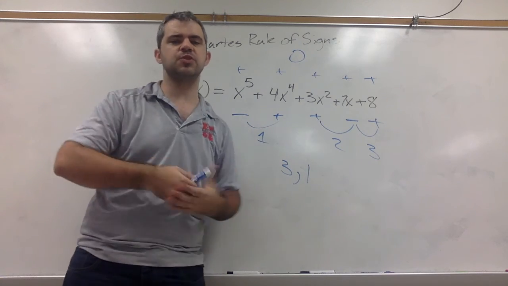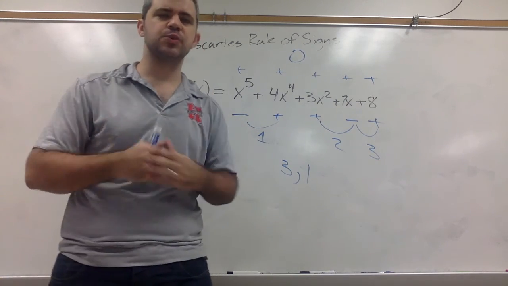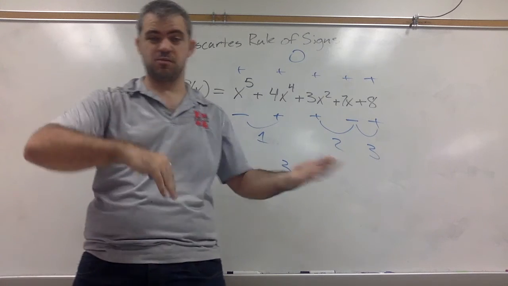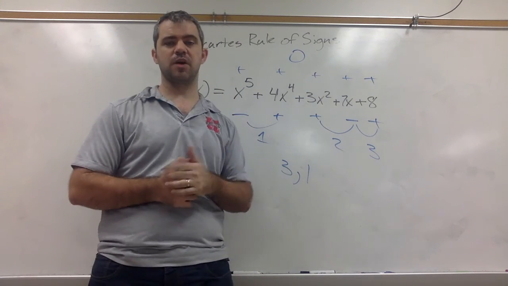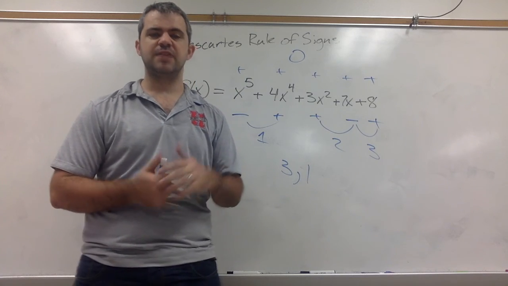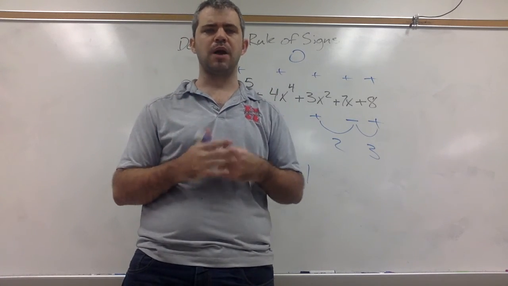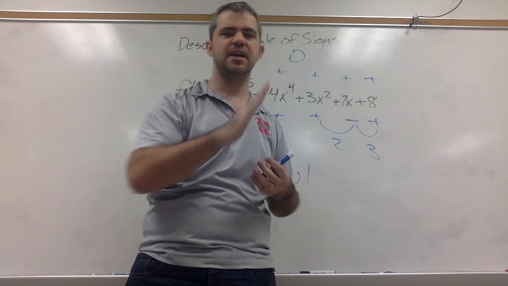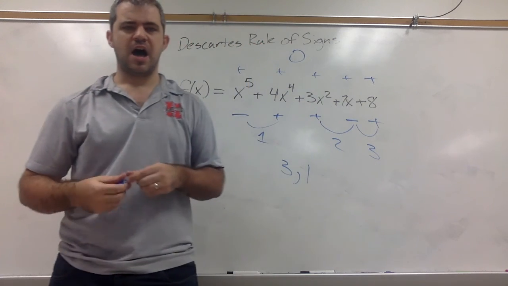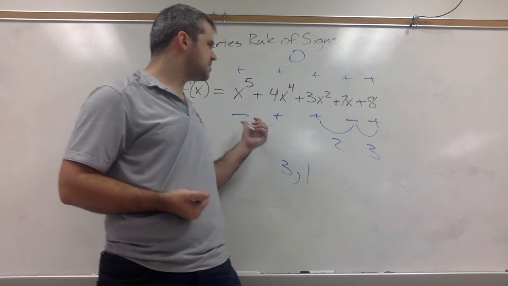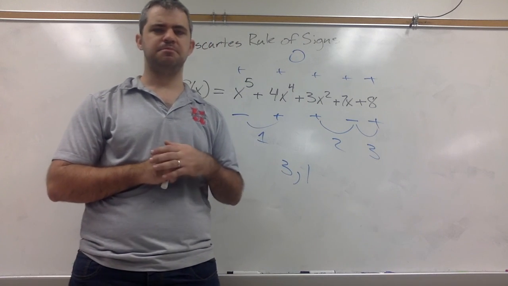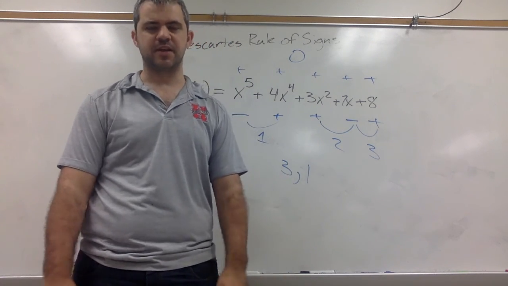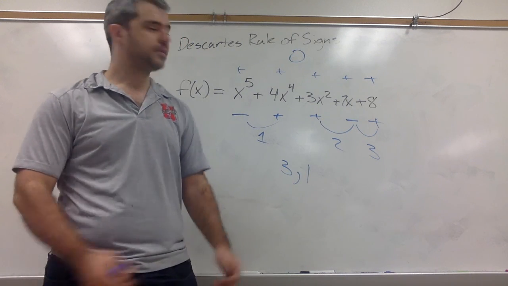So that's Descartes' rule of signs. I like Descartes' rule of signs better than the one we were talking about earlier because this one's going to work for any polynomial, and it gives you a really big gut feel for how many times this thing is changing direction, and kind of where your roots are going to be before you've even graphed this thing. There you have it.